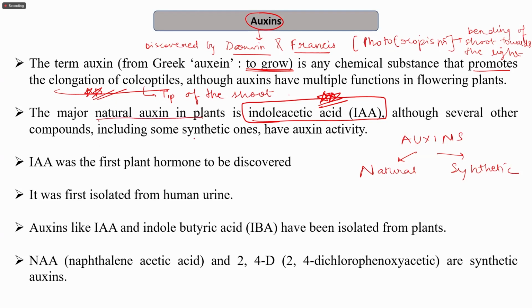Although several other compounds, including some synthetic ones, also have this auxin activity, that is, also have this elongation of coleoptile activity, the natural one is indole acetic acid. IAA was the first plant hormone to be discovered, and it was first isolated from human urine. It was first isolated by A. W. Wien.